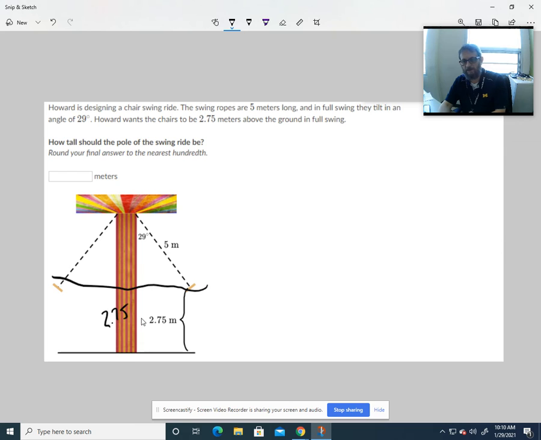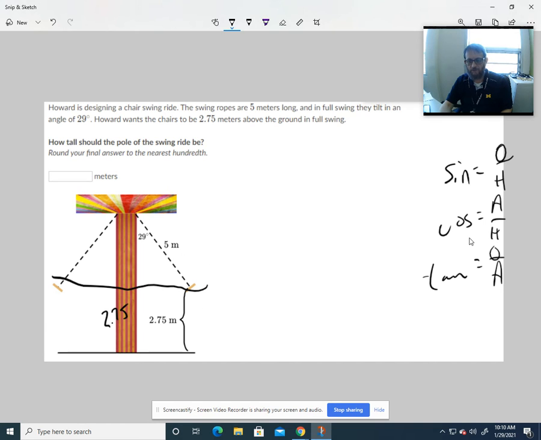So here we go again, every single time. Sine is opposite over hypotenuse. Cosine is adjacent over hypotenuse. Tangent is opposite over adjacent. So we come back here. This is the side we want to know. That's the angle, so that's the adjacent side. That's the hypotenuse. We're using cosine. So we want the cosine of 29 degrees to equal our unknown, question mark, divided by 5.